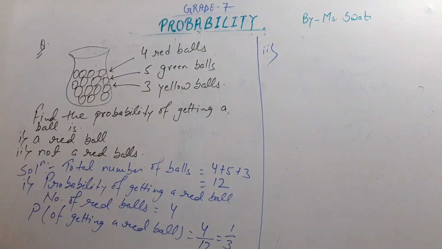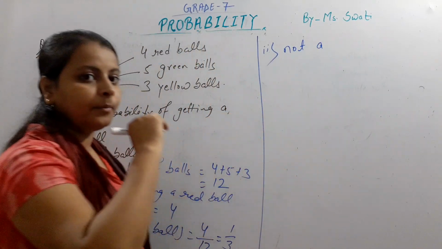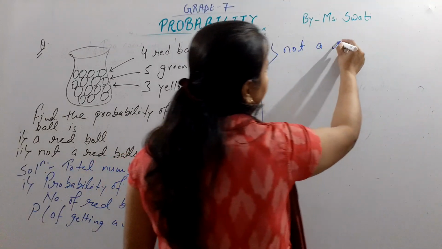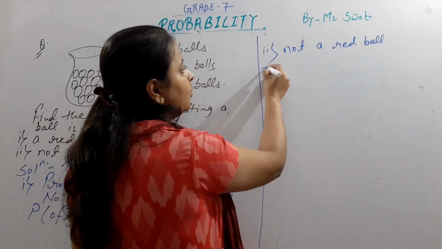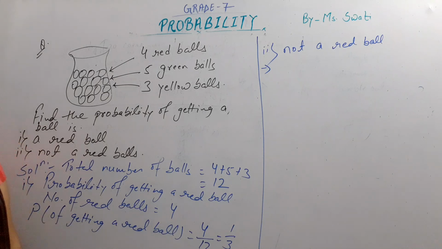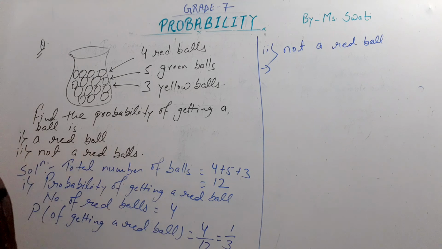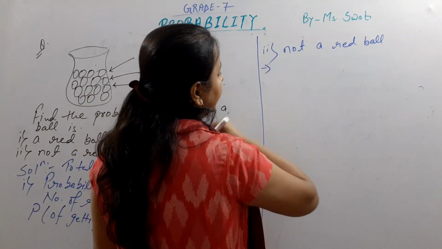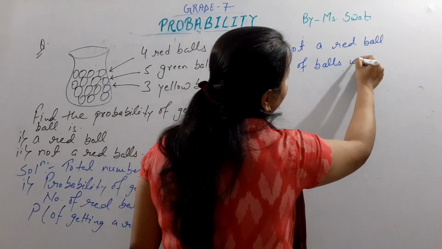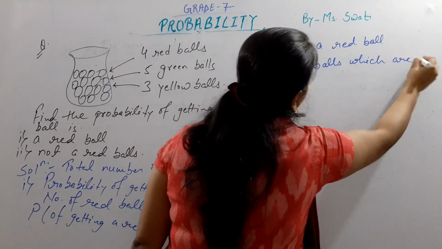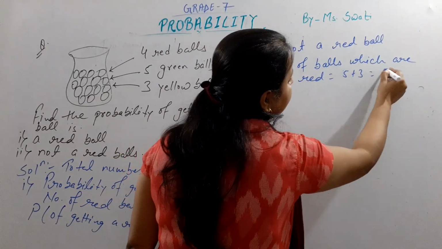Okay. Now the second is not a red ball. What we have to find out? We have to find out probability of getting a ball which is not a red ball. So, student, what is the number of balls which are not red? That is 5 plus 3. Number of balls which are not red, that is 5 plus 3, that is 8.